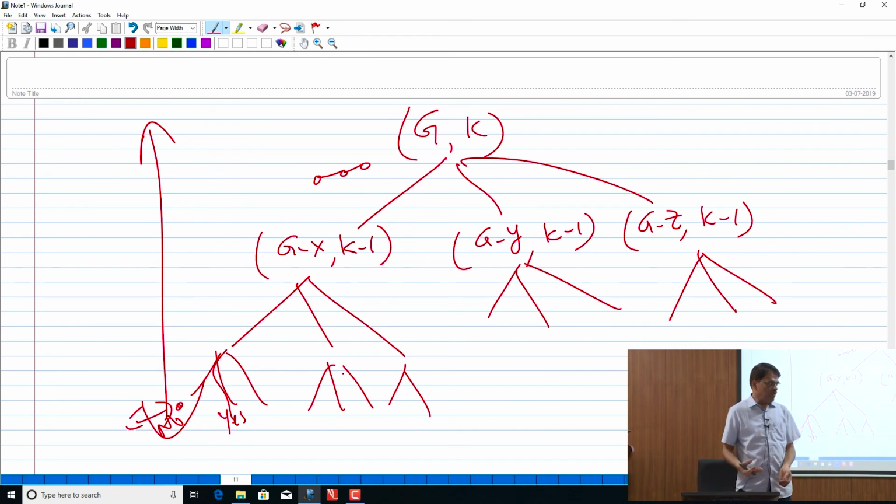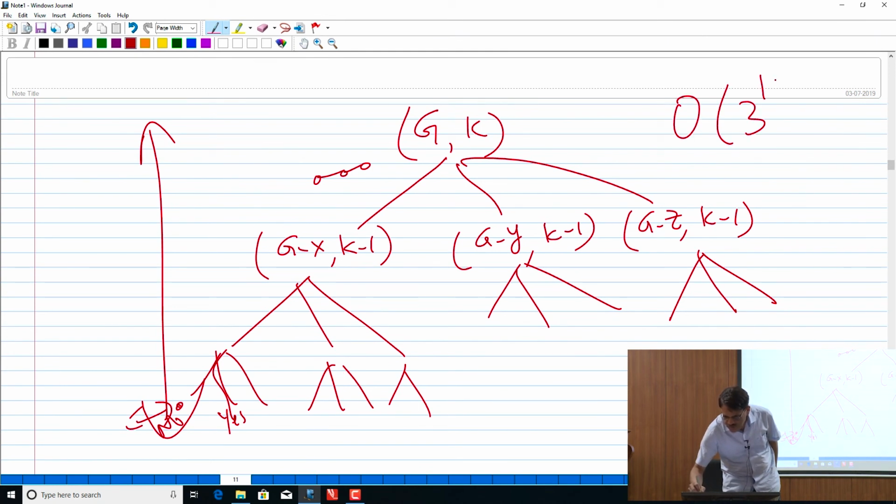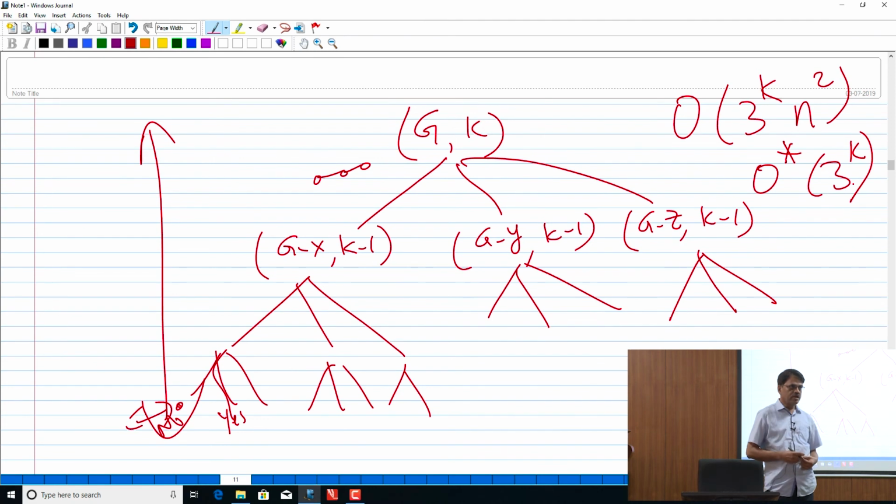And in each of them, how much effort are we putting in? What are we doing? We are finding a P3, we are deleting some vertex, all that is some n or n square time. So overall running time would be order 3 power k times n square, or more simply it's O star 3 power k, okay, which is better than the n power k plus 2 algorithm we had, and this is of the nice type which we wanted, some f of k times polynomial n, so we could split the k and the n.